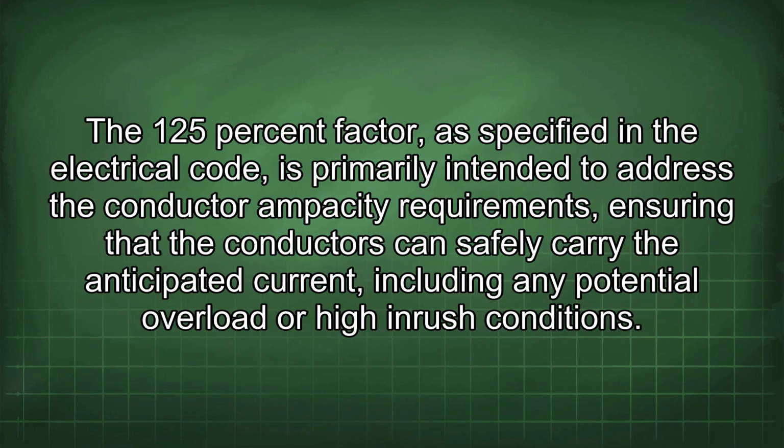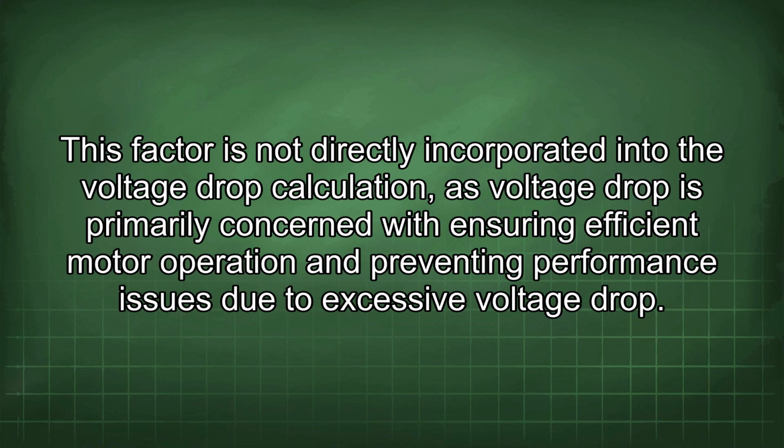The 125% factor, as specified in the electrical code, is primarily intended to address the conductor ampacity requirements, ensuring that the conductors can safely carry the anticipated current, including any potential overload or high inrush conditions. This factor is not directly incorporated into the voltage drop calculation, as voltage drop is primarily concerned with ensuring efficient motor operation and preventing performance issues due to excessive voltage drop.